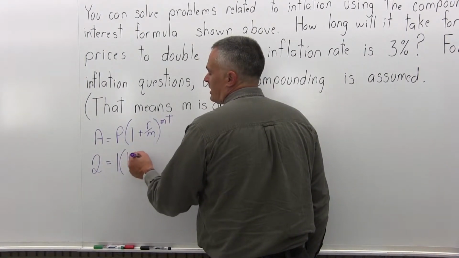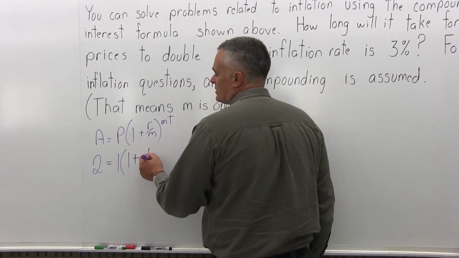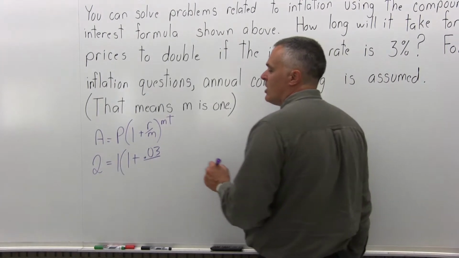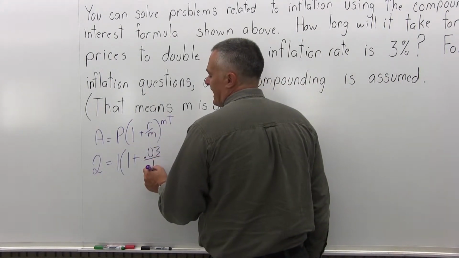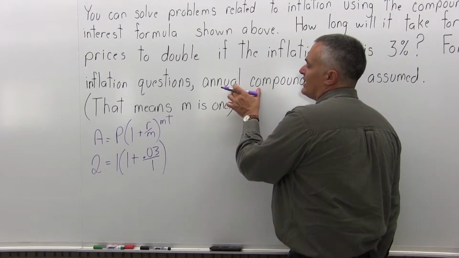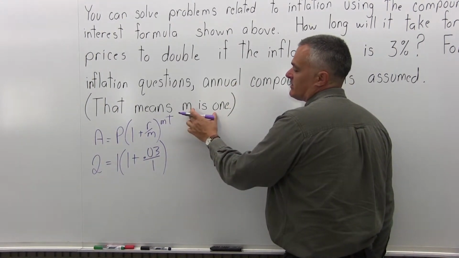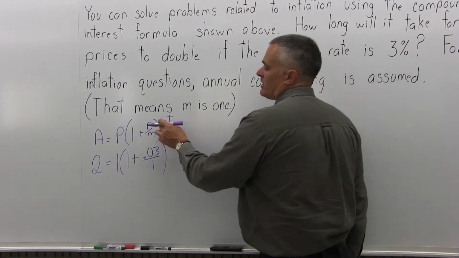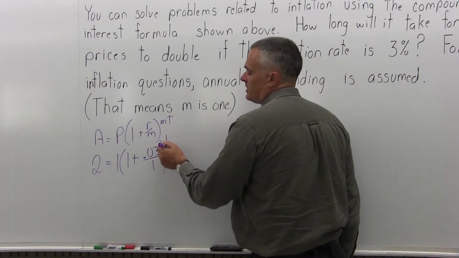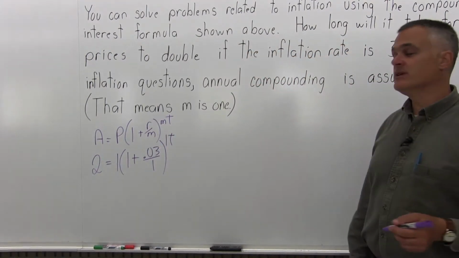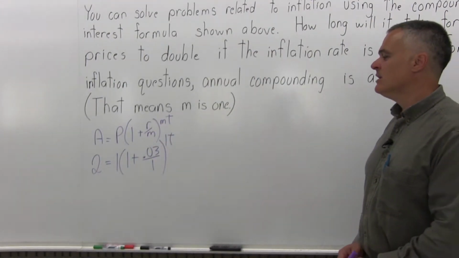So 1 plus r, the rate as a decimal, so the rate is 3%. As a decimal, that's 0.03. Over m. M is 1 because it said for inflation questions, you want to assume annual compounding, and it just reminds you very specifically that means m is 1. And then the exponent on the parentheses, m times t, would be 1 times t, and t is the unknown. That's what we're looking for, the number of years. How many years will it take for prices to double?